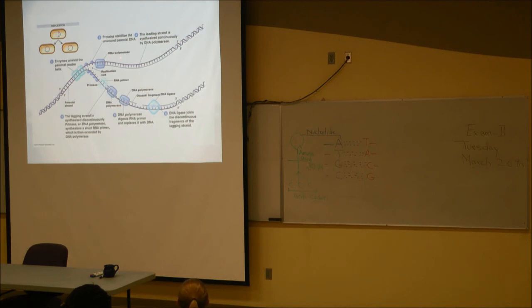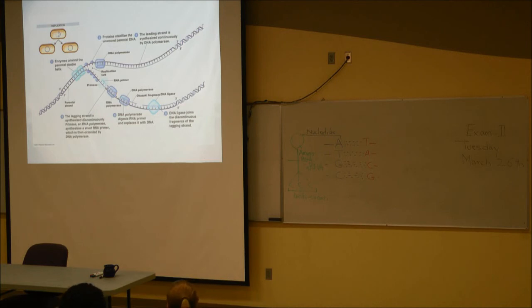DNA polymerase is one of the enzymes. There are at least 12. DNA polymerase is one of the enzymes that adds new nucleotides to the old strand. This is the parent strand, old strand right here. And this enzyme, which you see as this blue, ice block-like structure, is actually adding new nucleotides to the old one. Now, how about this strand right here?